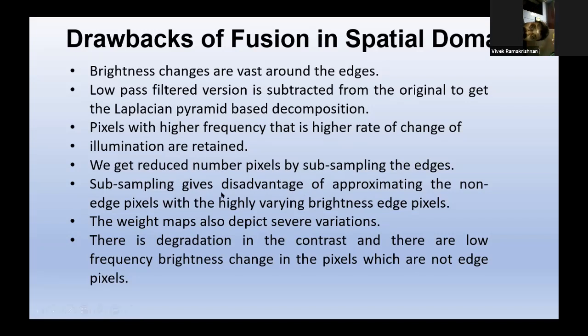Now, the subsampling provides the disadvantage of approximating the edge pixel with the highly varying brightness pixel, because what happens is that every time you subtract the image with the LPF version using the Laplacian pyramid, the higher rate of change of pixels will be retained. And then when you want to retain the size of the image, you will do the nearest neighborhood approximation. That means you will assign the pixel the value which is next to it. And that next pixel is again a highly varying brightness edge pixel. So you get vast brightness changes around the edges.